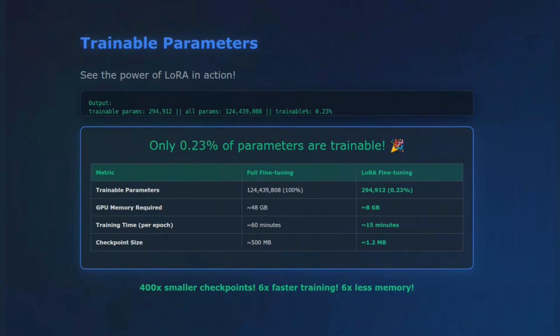Look at this. Out of 124 million total parameters in GPT-2, we're only training 294,912 parameters. That's just 0.23%. This is the power of LoRA. We're training less than 1% of the parameters, but can still achieve excellent fine-tuning results. This means way less memory usage and faster training. The print_trainable_parameters method gives us this nice summary, which is super helpful for debugging.